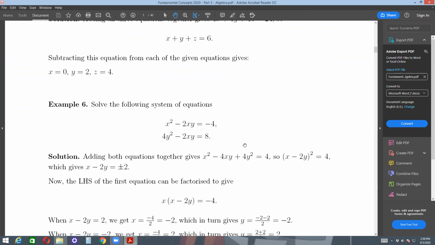So what can you do here? Well, so it says here, adding the equations together gives you this, right? Which you can factorize easily like this. So if I add them, I'll get what I have here. So I have x minus 2y squared is 4. So basically x minus 2y is plus or minus 2. Now, another thing you could have done, right, is notice I have 2xy and 2xy. So if I subtract, if I say 4y squared minus x squared, this will cancel, will be 12. Right, that's another way you could do it.